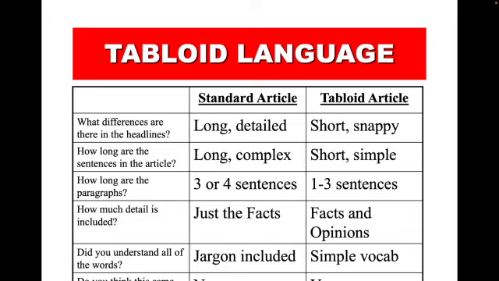How much detail is included? With the standard article, they're giving you facts. They give evidence, they give details. But in the tabloid article, you're going to be getting some facts, but you're also going to be getting opinions. You're going to be getting analysis. Now, are you going to understand all of the words? In a standard article, likely. However, they might also include jargon. If you have a good reporter, they are actually going to define the jargon for you, but there could be some more complex verbs, more complex words in the article. In a tabloid article, absolutely not. They want everybody to be able to understand the article, so you're going to have simple vocabulary.